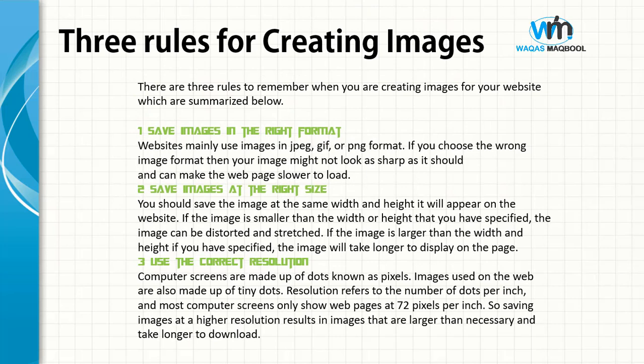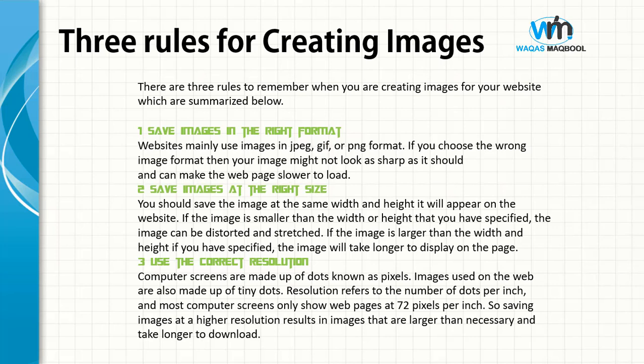There are three rules for creating images. Three rules to remember when you are creating images for your website, which are summarized below. Number one, the first rule is to save the image in the right format. Websites mainly use images in JPEG, GIF or PNG format. If you are using the wrong format, then your image might not have sharp edges, or it might make the web page slow to load.